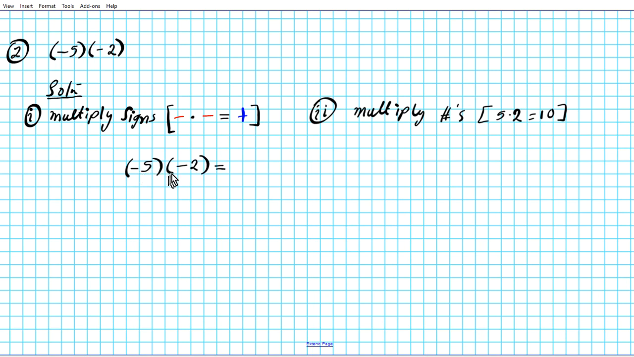You do the signs first. Minus times minus is plus. 5 times 2 is 10. When you have a positive sign number, you do not need to put the plus there. You just write it with the number by itself. Okay, this indicates positivity. So 10 is the solution to question number 2.